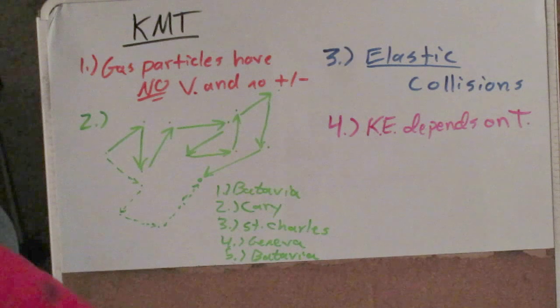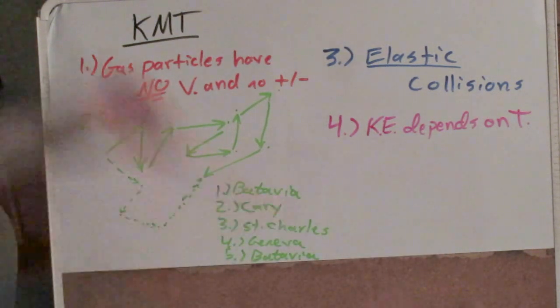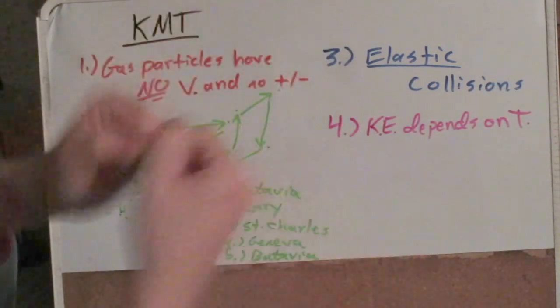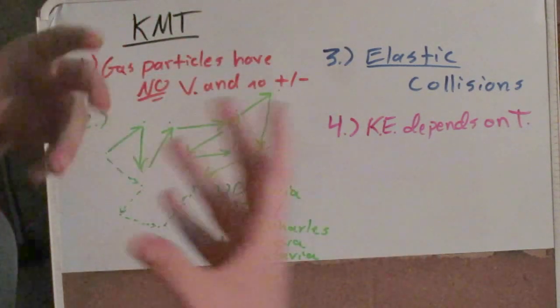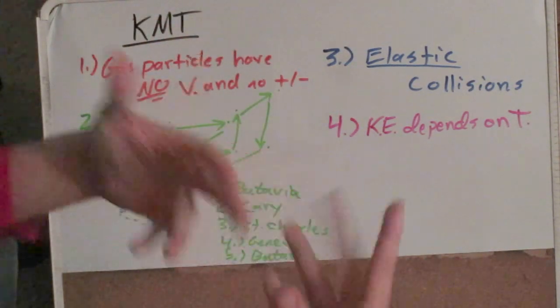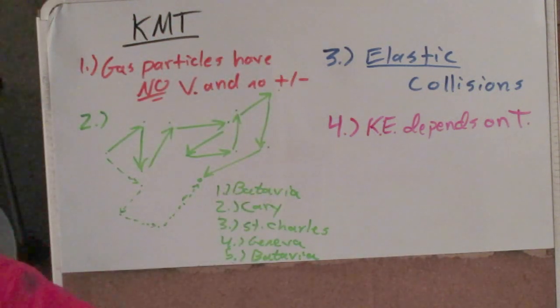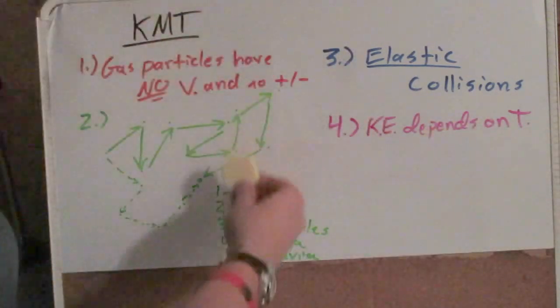Well, here's the thing. In elastic collisions, there's no energy loss. They literally just bounce off each other, kind of like a pool game would. They just hit off each other and they just go. Now in a pool game, they slow down because of the felt. In the real world with gases, that doesn't happen.